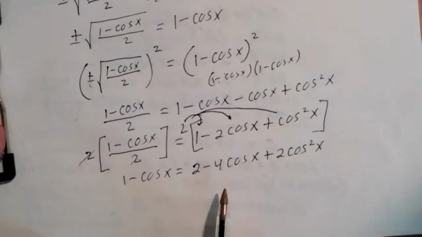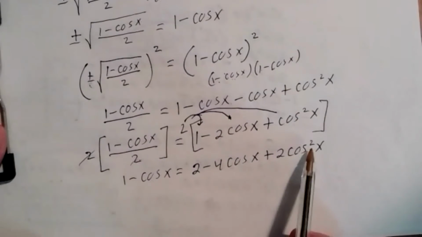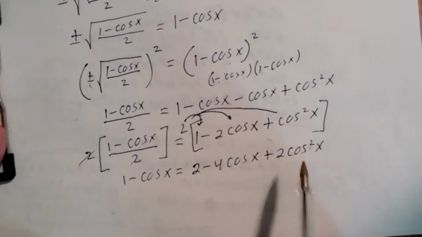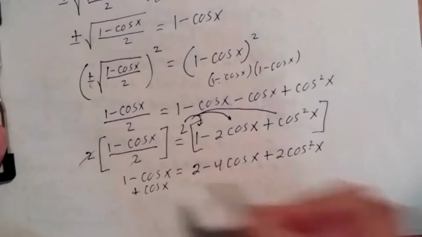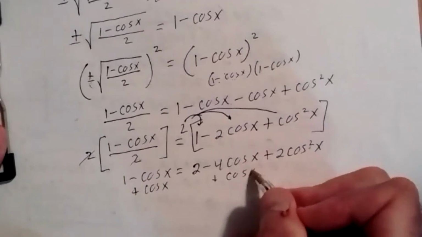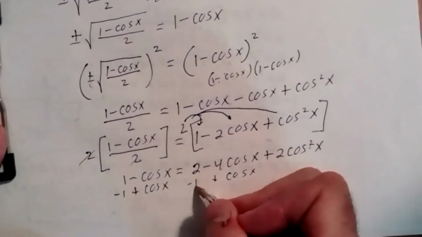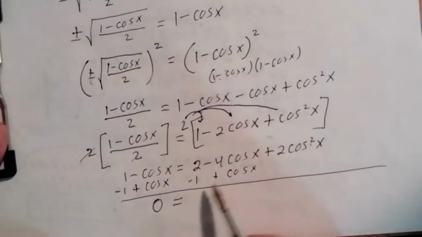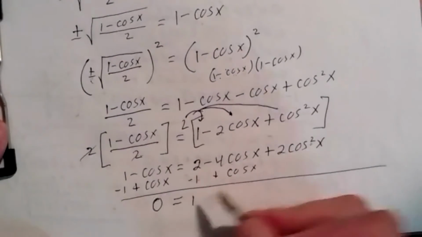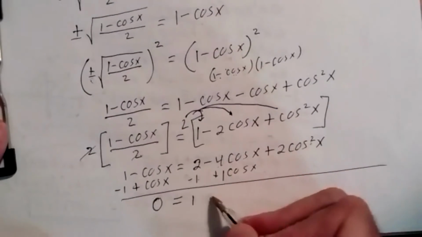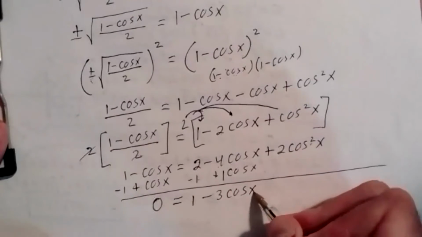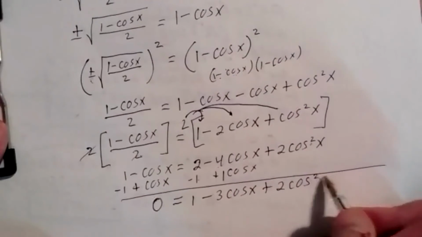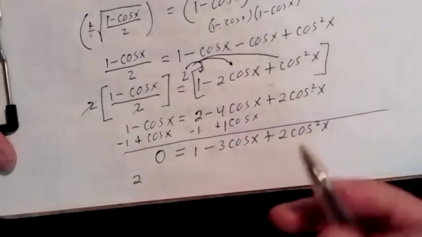And now all we want to do is zero this equation out because it looks like it's going to be analogous to a quadratic equation because we have a second degree term here in cosine x. So let's add cosine x to both sides. Subtract 1 from both sides. By doing all this, the left side of our equation becomes 0. The right side of our equation, 2 minus 1 is 1. Negative 4 cosine x plus 1 cosine x is minus 3 cosine x. Spinning this whole equation around because I don't like 0 on the left side.